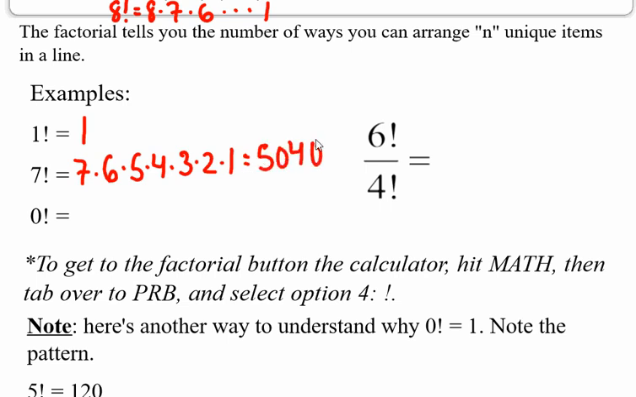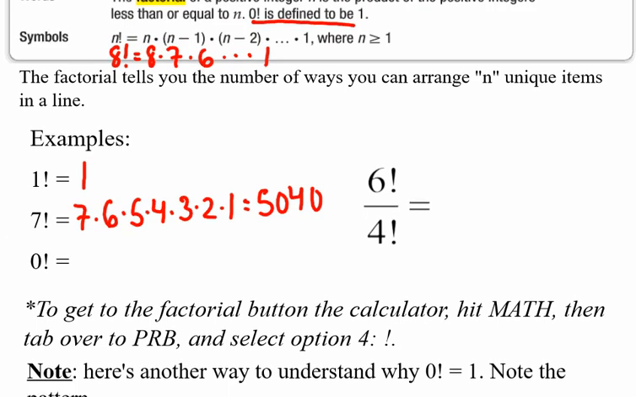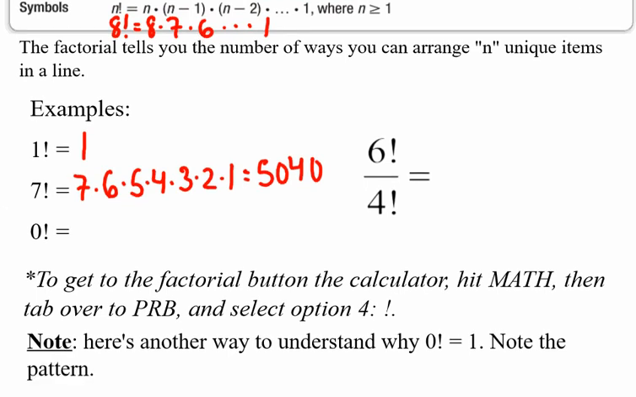0 factorial, we said, was defined to be 1 in the definition for this vocab word. You could also think about it, if I have 0 items, how many ways could I rearrange them? Well, just 1 way, because there are none of them. I just don't rearrange them. So there's kind of a philosophical reason why 0 factorial might be 1.